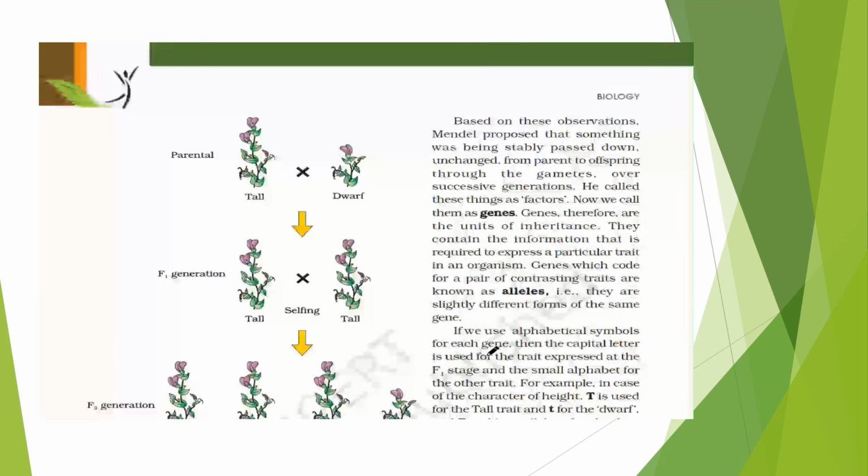Now, based on these observations, Mendel proposed that something was stably passed down unchanged from the parent to the offspring through the gametes over successive generations. These are called factors, and now we call them genes, okay? We keep on telling that he has his father's genes or his mother's genes, because only for that reason is it genetically inherited. So genes therefore are units of inheritance.